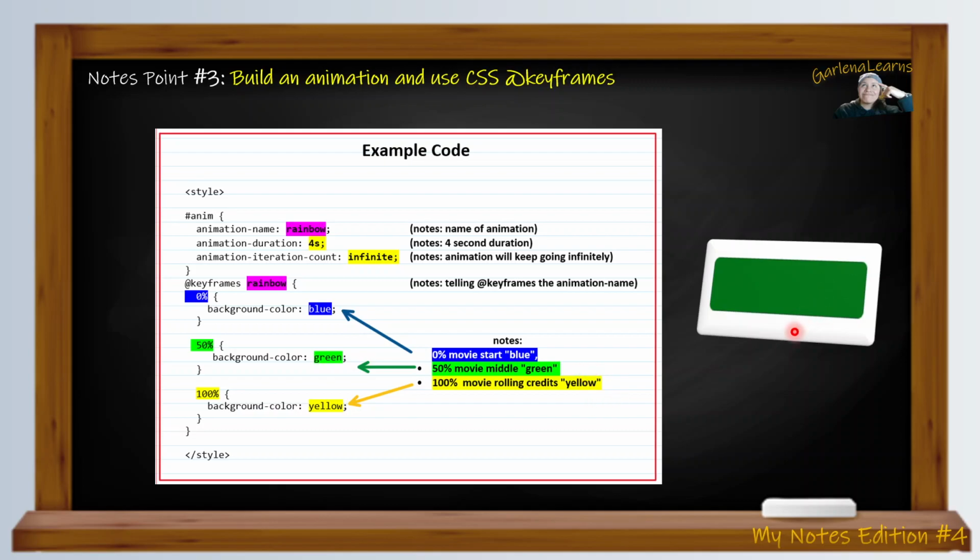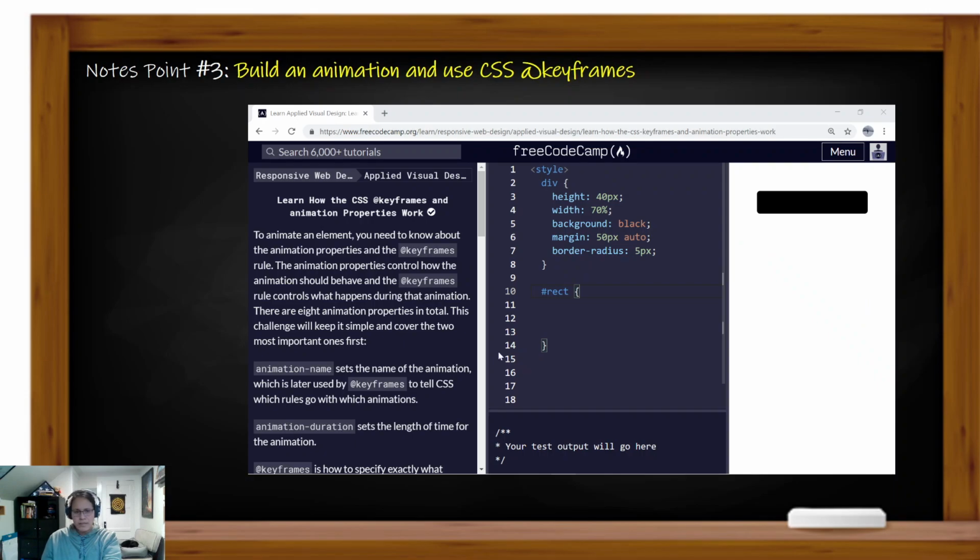Look at the rectangle here. It should be changing. There we go. It's blue, green, yellow. Blue, green, yellow. Okay, let's try that out. Let's make this rectangle flash.